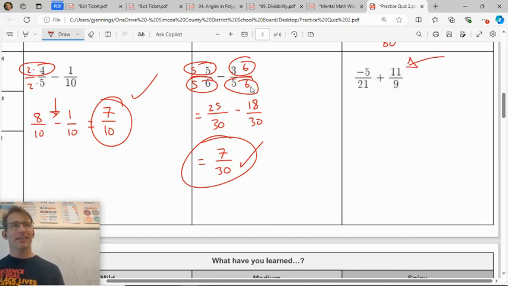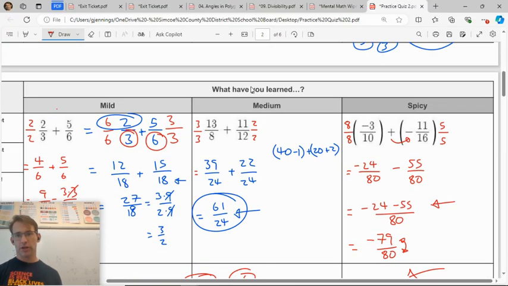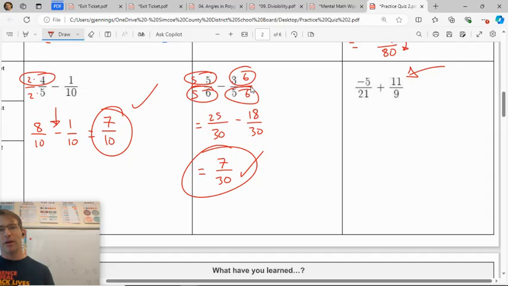Hey, Mr. Jennings, I thought you were giving us fraction subtraction questions. This one is addition. What are you doing to us? Well, I'm playing crazy tricks on you when I go to spicy level, okay? And this one's not that crazy, but imagine you start with negative 5/21 of a chocolate bunny and someone gives you 11/9 of a chocolate bunny.